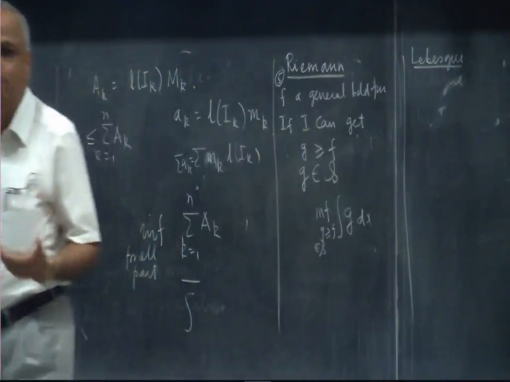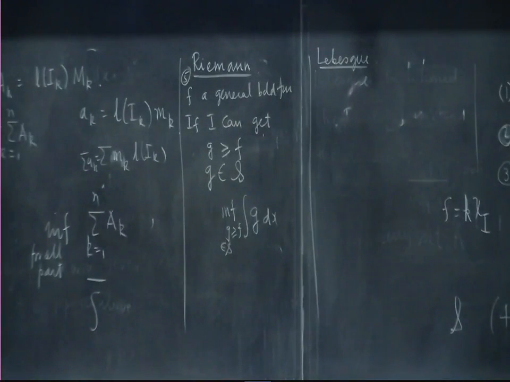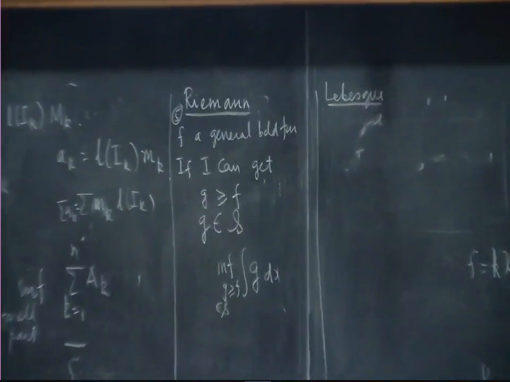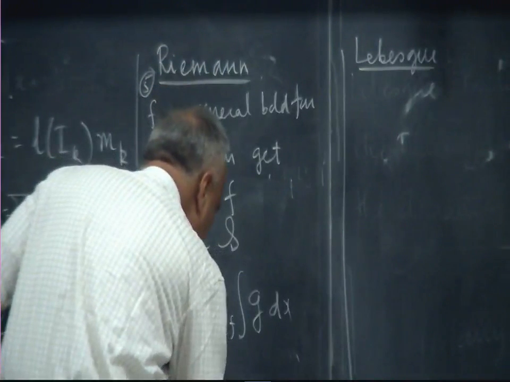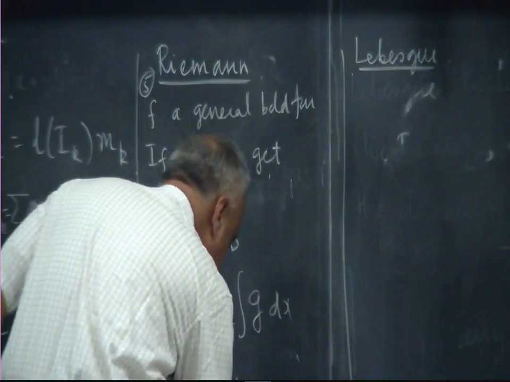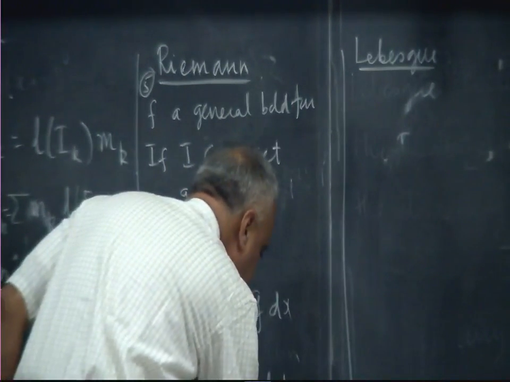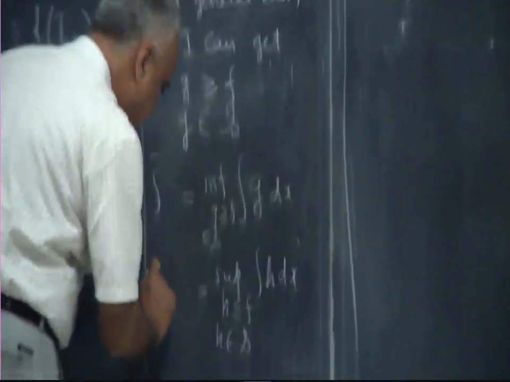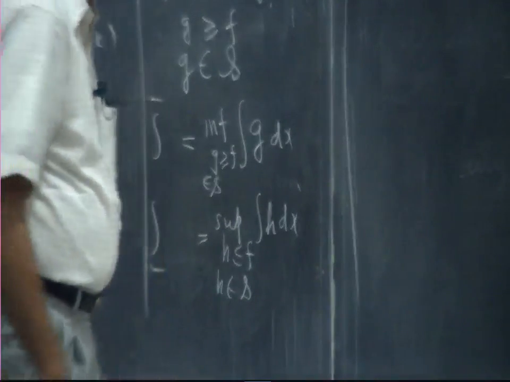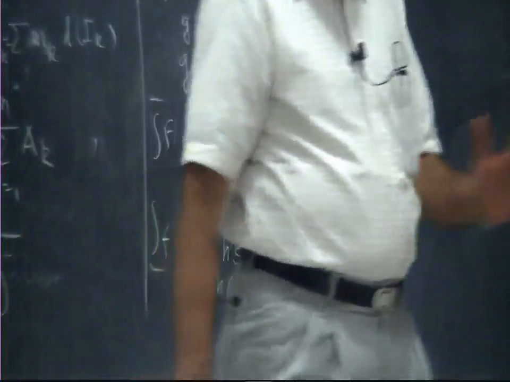Take all possible approximations of f from above by step functions, and take the best out of them. And similarly, it does what? The supremum of h less than or equal to f, h belonging to S, of the integral of h(x) dx. This is what he calls the upper integral, and this is what he calls the lower integral of f. Right? That is exactly what it is.